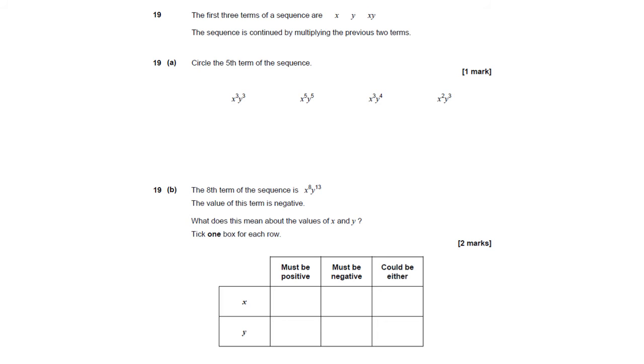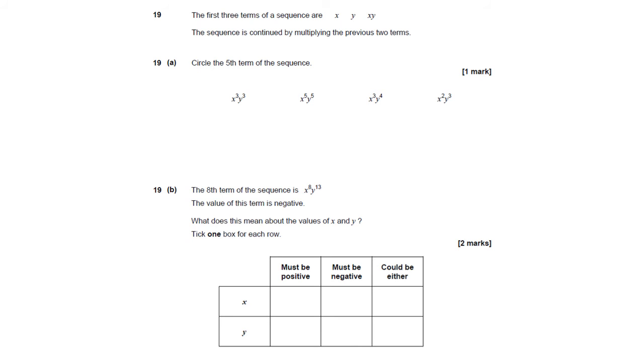Question 19. The first three terms of a sequence are x, y, and xy, and the sequence is continued by multiplying the previous two terms. For part A, we need to circle the fifth term of the sequence. So let's continue our sequence at the top there.